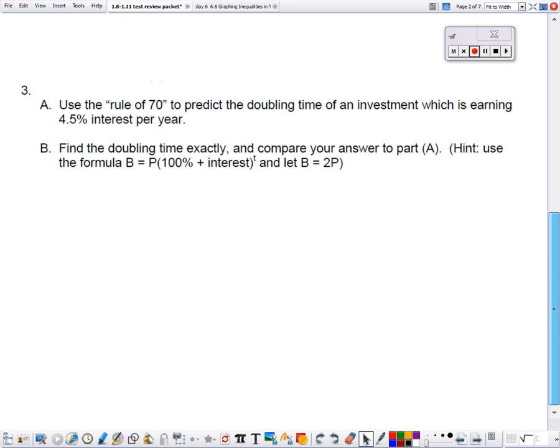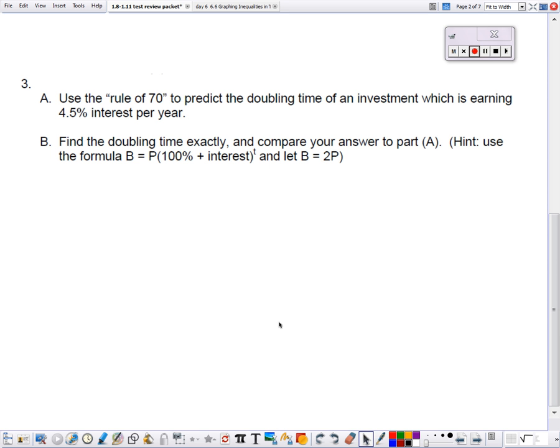Okay, so for number 3, the rule of 70 says that the doubling time is 70 over the interest rate. So in this case, 70 divided by 4.5, and that gives us 15.6 years.